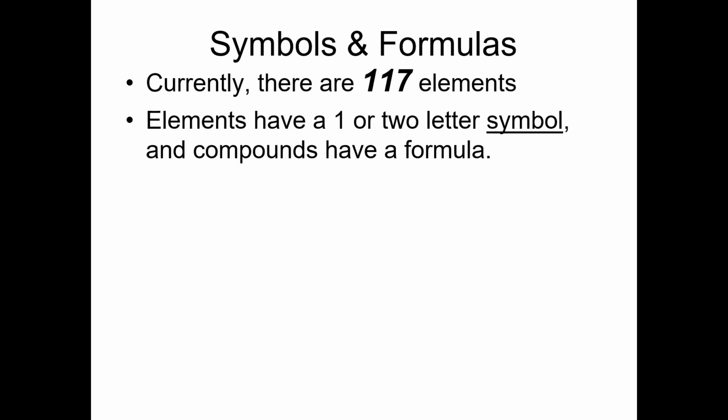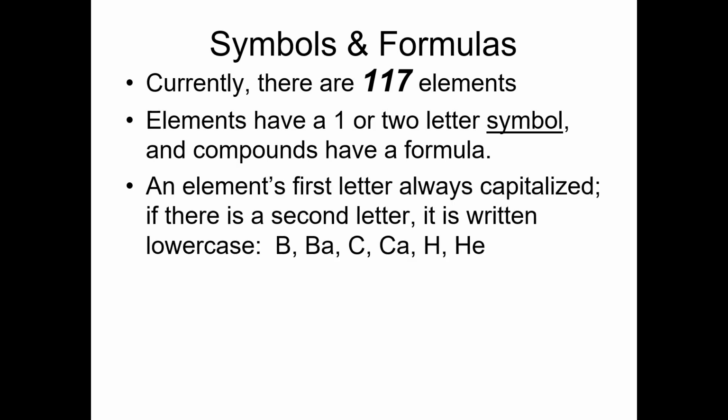Compounds have a formula. If an element has one letter, then that letter is written in uppercase. If two letters, then the first letter is uppercase, the second letter lowercase, like Ba, like Ca. This is boron, this is barium, this is carbon, this is calcium. Don't worry if you cannot remember these names. We will discuss them later in the chapter on the periodic table.